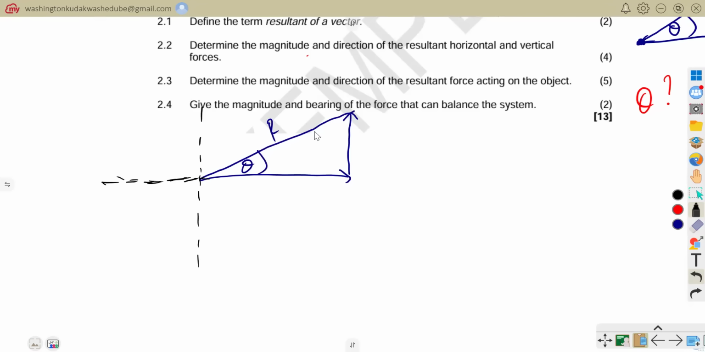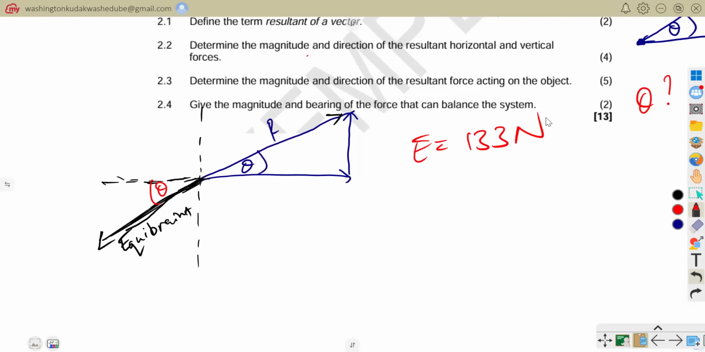We can see that a balancing force to a force that is going in that direction would be an equivalent force that is also in the same line but opposite direction, which would be going in that direction. So this would become the equilibriant, which is actually what? The balancing force. So our equilibriant, its direction would be given by theta here. The equilibriant would simply be that same force, which is 133 newtons.